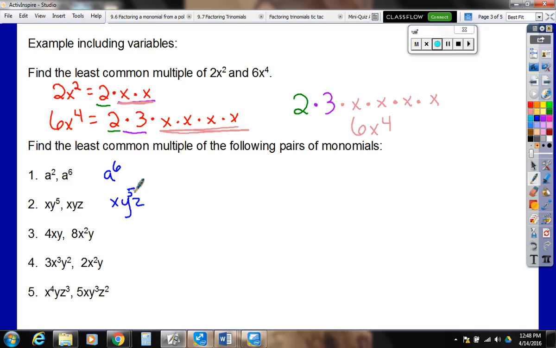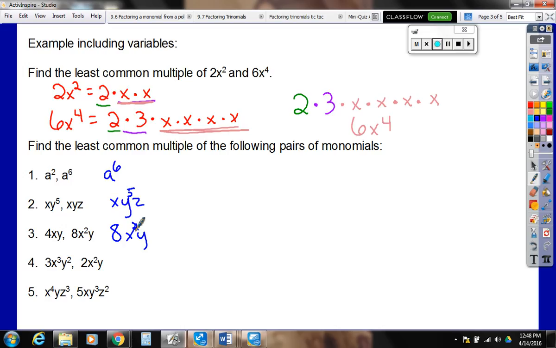Okay, next one, I'm going to use the cards. What's the least common multiple of 8 and 4, first of all? If we were to count by 8s and count by 4s, what number do we get that's the same? 8. So we have 8. What are our variables? X and y, so we have to have both x and y. What's the biggest exponent on x? 2. And what's the biggest exponent on y? 1. So we leave it like that.